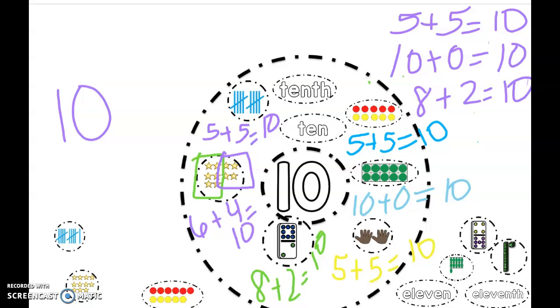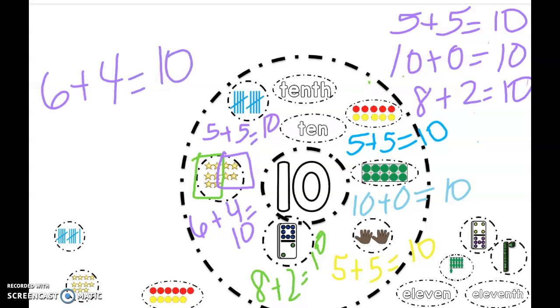What about the stars? How did I do 10 that way? I had 6 on the left plus 4 on the right to equal 10. And then I finished again with another 5 plus 5 equals 10. So these are some of the ways you can make 10.